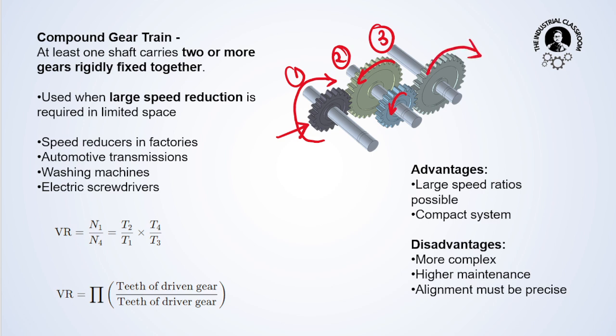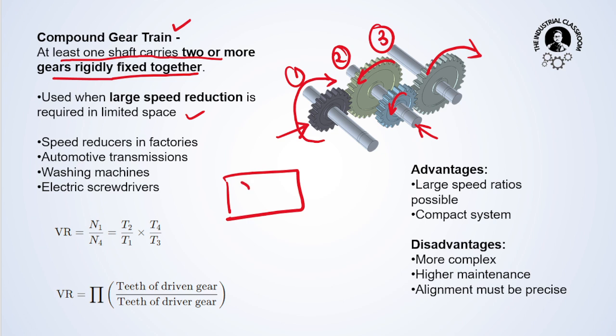Whenever at least one shaft carries two or more gears rigidly fixed together, it is called a compound gear train. So when are these used? These are used when a large speed reduction is required in a limited space. Your space is very limited, but if you are provided with single-stage gears, then you need to provide so many gears.